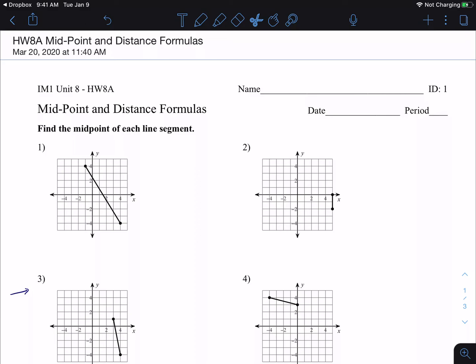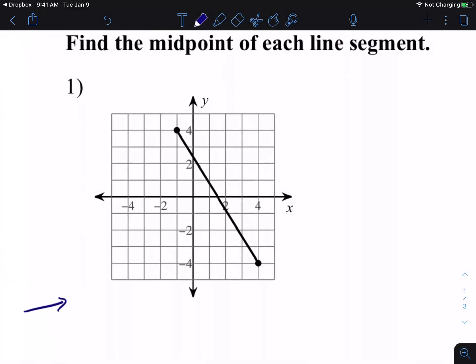All right, here's a copy of the homework that I just handed you, and I'm just going to do a few problems to familiarize you with what I'm expecting you to know how to do. So we start with recognizing in number one that here's a segment. Here's an endpoint of the segment, and here's another endpoint. I'm going to count over on the x-axis and the y-axis in order to find what the coordinates of those points are.